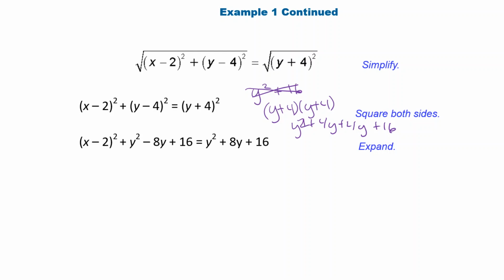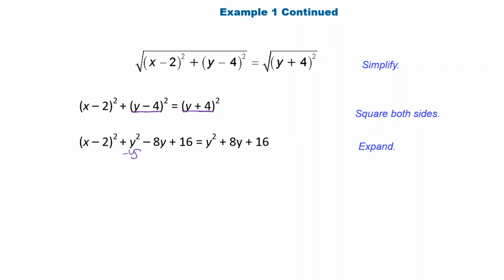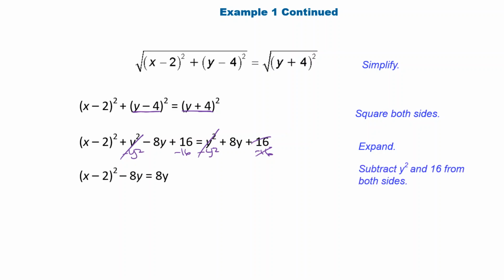Now, this next part is not quite as easy to look at, but if we just expand these two, and you may end up expanding all of them and having to go back at first before you start understanding how this is working, I can see that if I subtract y squared from both sides, all my y squareds go away. And also if I subtract 16 from both sides, my 16s go away. Remember, I'm trying to solve for y, so let's subtract y squared and 16 from both sides.